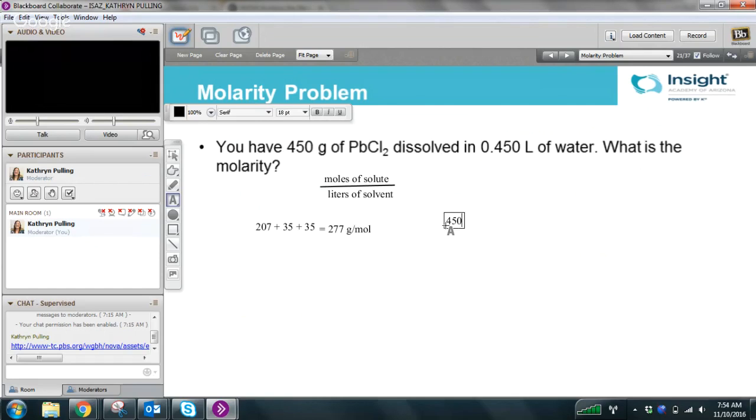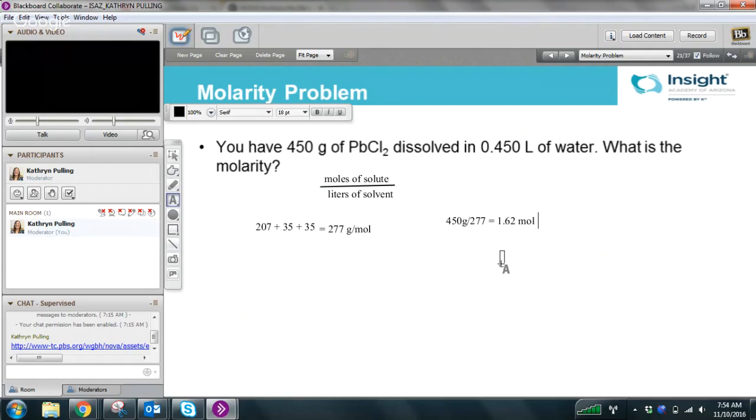In that case, I'm going to take my 450 grams divided by 277 equals that. I do need a calculator for 1.6245, and so on. So I would use 1.62, since that's followed by a 4, I don't need to round up, moles.